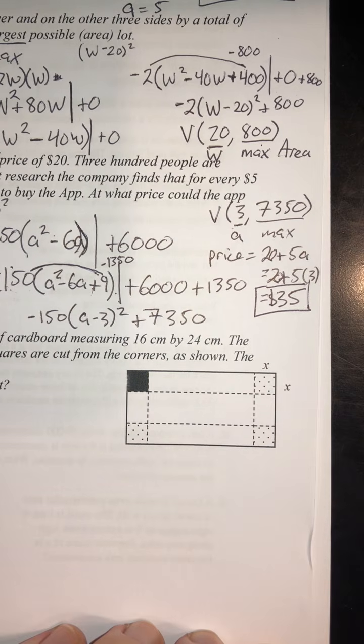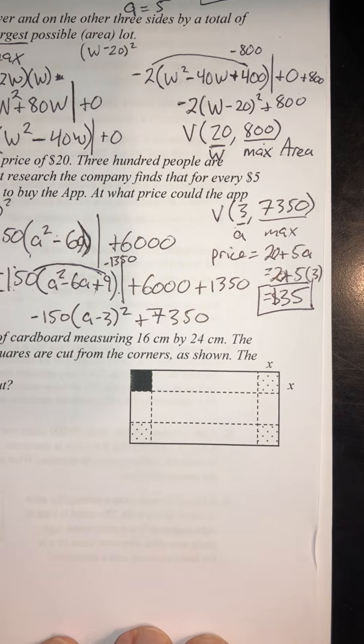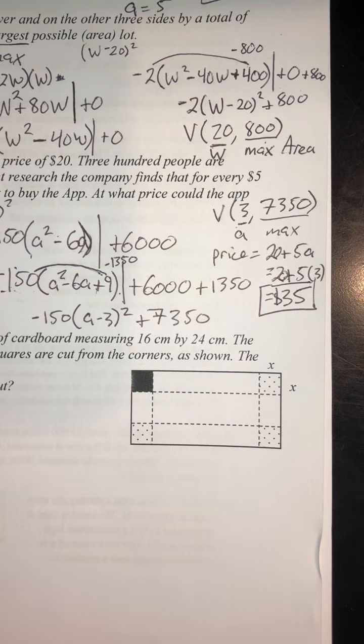So that's how you solve these word problems. You'll have some quadratic equation. You're solving for the maximum or the minimum value, and making sure at the end you're giving the exact number that you want for this.